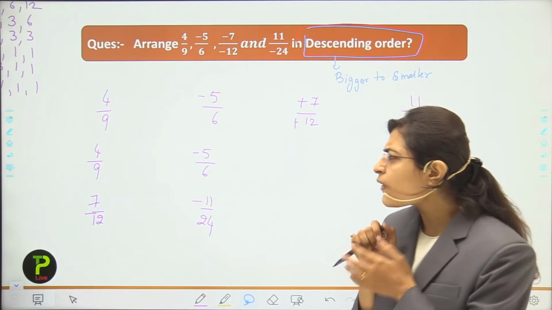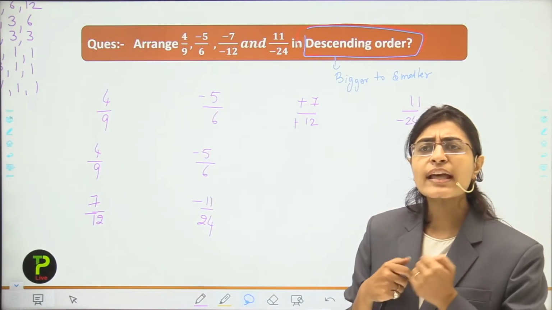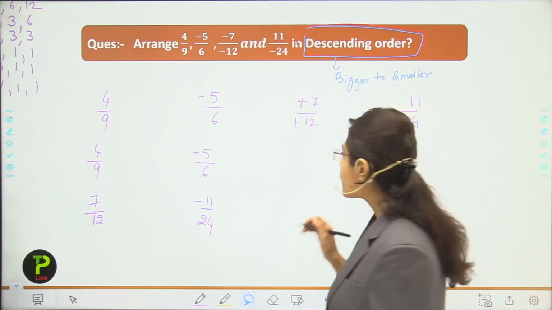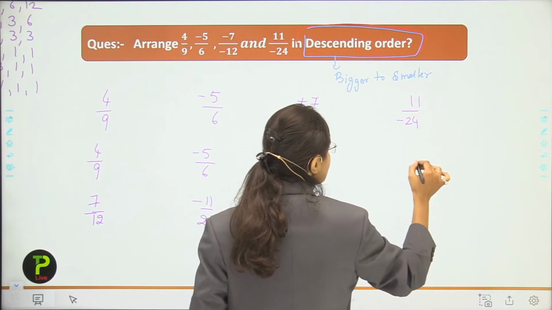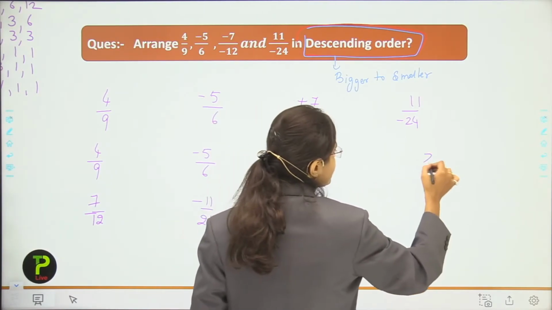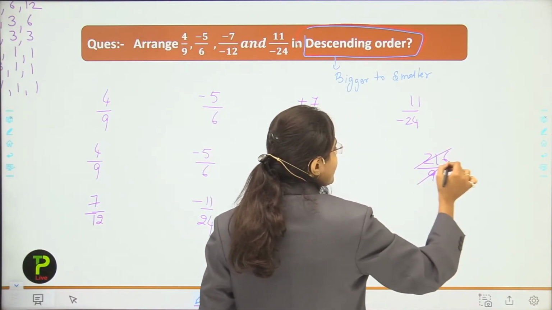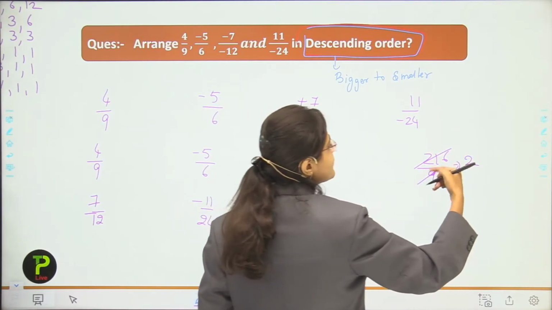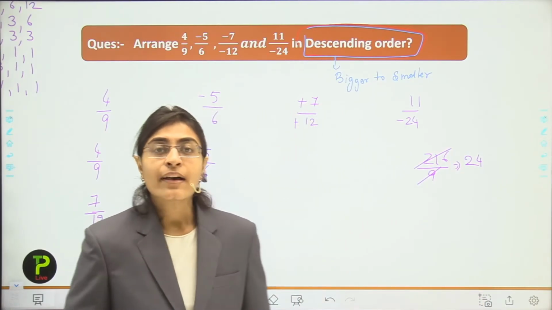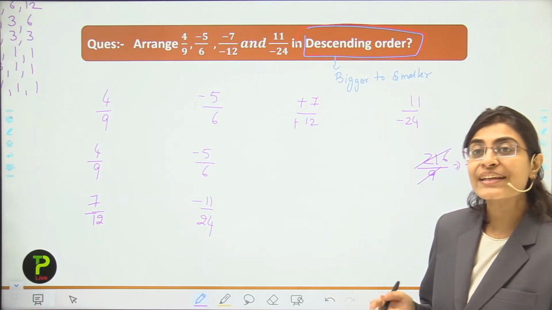Now I am getting confused. What should I multiply 9 with so that I could get 216? For that, we can simply divide 216 by 9. 216 by 9, so it will be 9 2s are 18, 36, and it will be 24. So you have to multiply 9 by 24 to get 216.